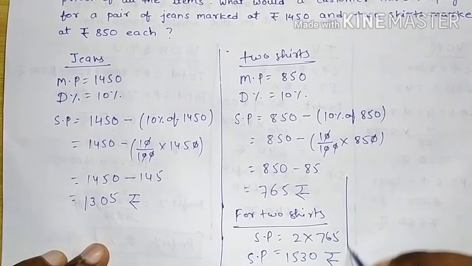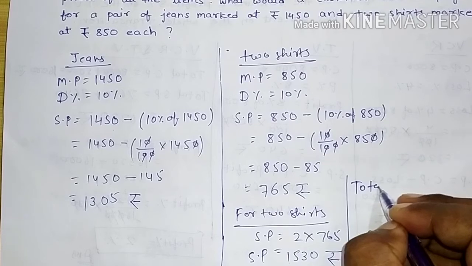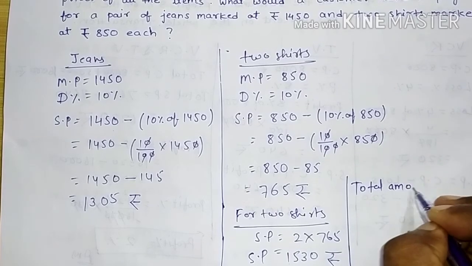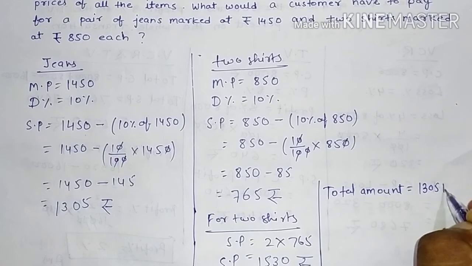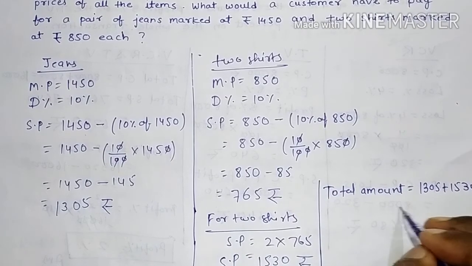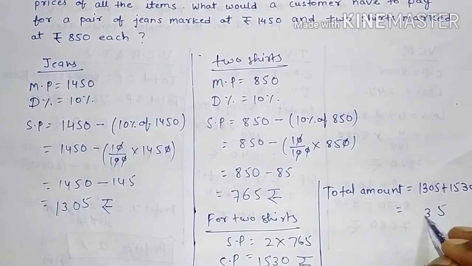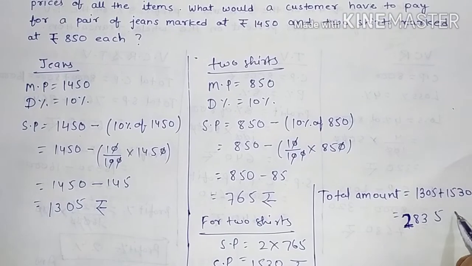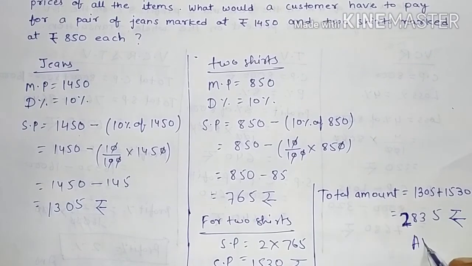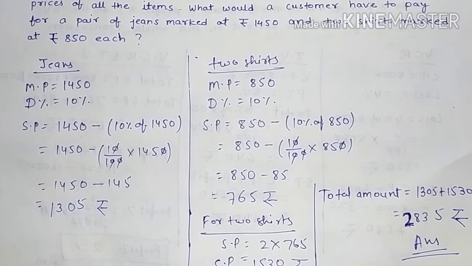So total amount, or you can say total SP, is equal to just adding these two SPs. So 1305 plus 1530. So just add this. 5, 0 plus 3, that is 3. 3 plus 5, that is 8, and 1. This is 2. Now 2835 rupees are the total amount, and this is the answer. Now this is the complete solution up to question number 6.